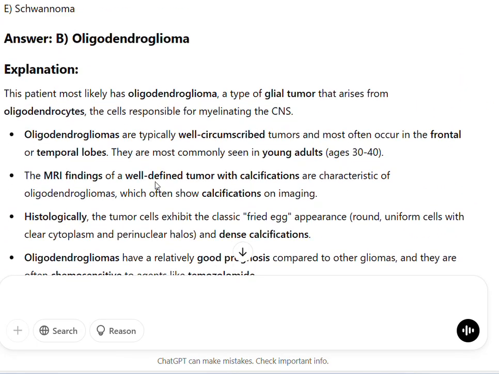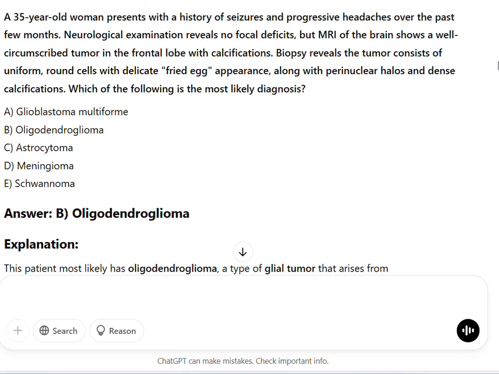Here's a USMLE style question on oligodendrogliomas. A 35-year-old woman presents with a history of seizures and progressive headaches over the past few months. Neurological examination reveals no focal deficits, but MRI of the brain shows a well-circumscribed tumor in the frontal lobe with calcifications. Biopsy reveals the tumor consists of uniform round cells with delicate fried egg appearance, along with perinuclear halos and dense calcifications. Which of the following is the most likely diagnosis?